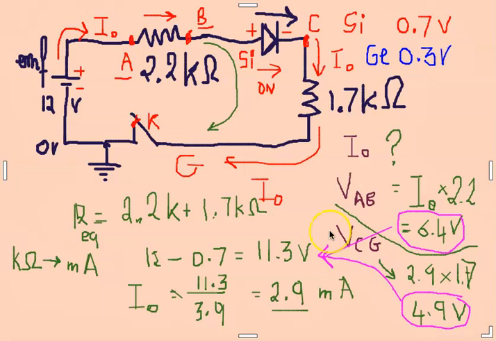So just review the calculation, review the method again. An important part we have seen here: if you have a diode, if the diode is a silicon, you have a drop of 0.7 volt. If it was a germanium, the drop would be 0.3 volt.